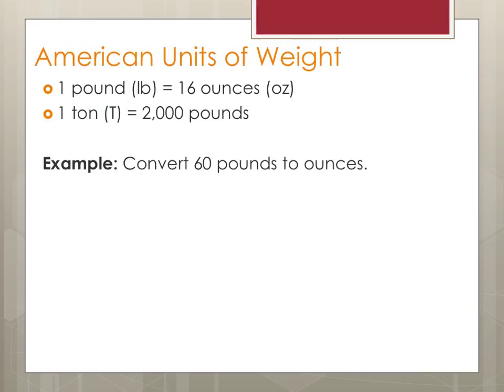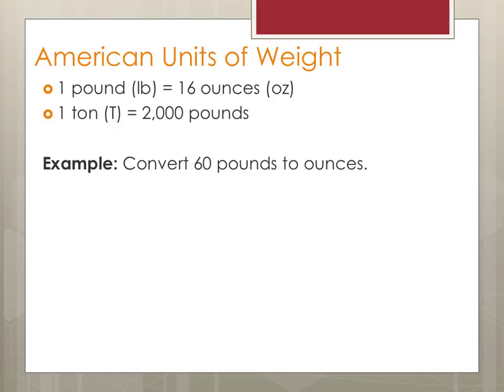Next, let's look at our units of weight. The first is a pound. 1 pound, abbreviated LB, equals 16 ounces. And the second, 1 ton, abbreviated capital T, is equal to 2,000 pounds. Okay? Only 2 units that you have to memorize for weight, but make sure that you get those down in your notes or as flashcards. Now, let's look at an example. We'll convert 60 pounds to ounces.